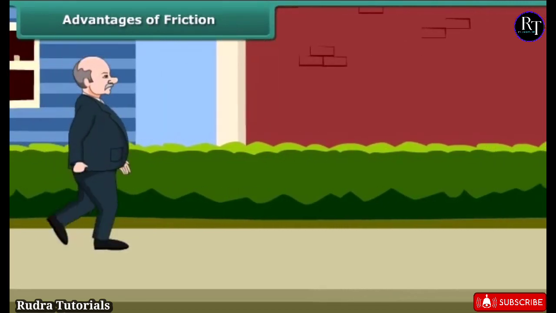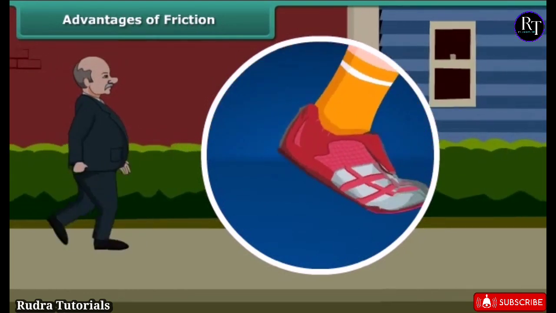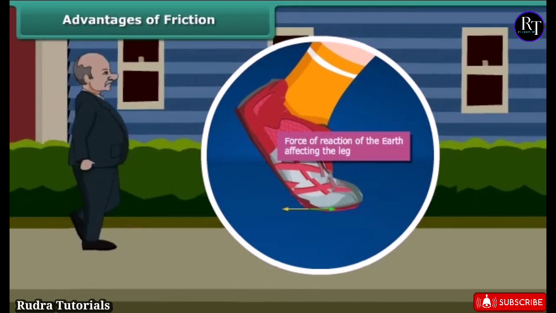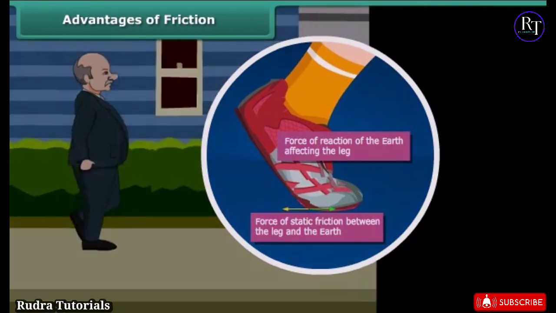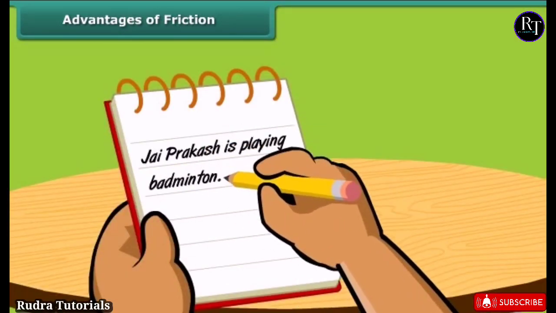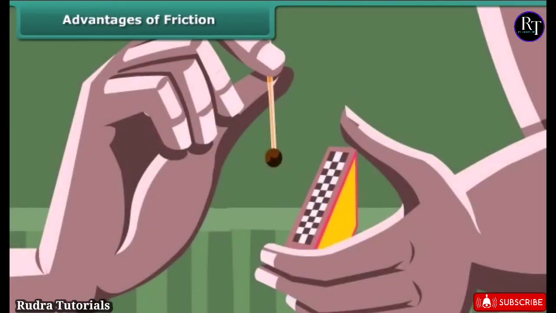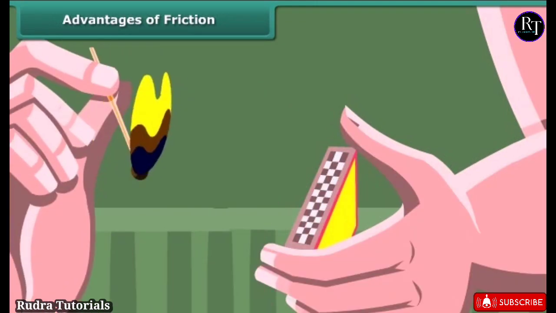Friction is both good and bad. We are able to walk because friction prevents us from slipping. When we push the ground with our foot, the friction provides a forward reaction to our push and pushes us forward. We are able to write because there is friction between the tip of the pencil and the paper. Lighting the matchstick is another useful application of friction. Briefly, when we rub a matchstick against the rough side of the matchbox, the friction between the head of the matchstick and the side of the matchbox produces heat.